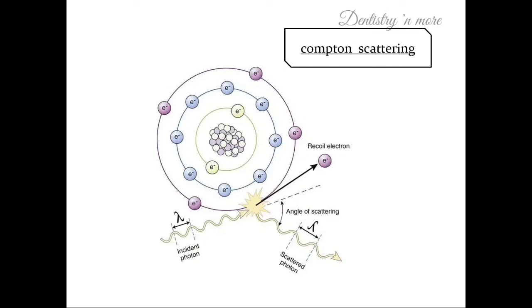So this is a diagrammatic representation to explain what Compton scattering is. You can see here the incident photon interacts with the outer shell electron, and this electron gets recoiled in the form of a recoil electron or a Compton electron, and the angle depends highly on how much of the energy is imbibed for this electron to get recoiled.